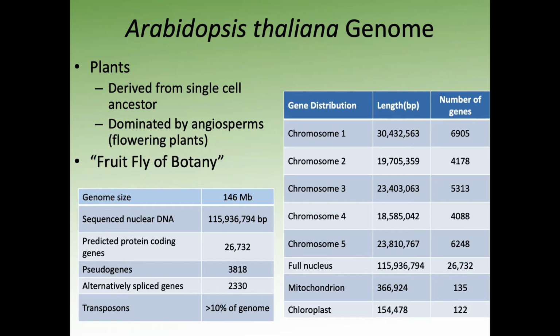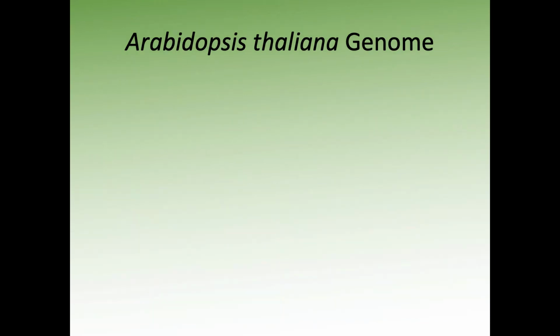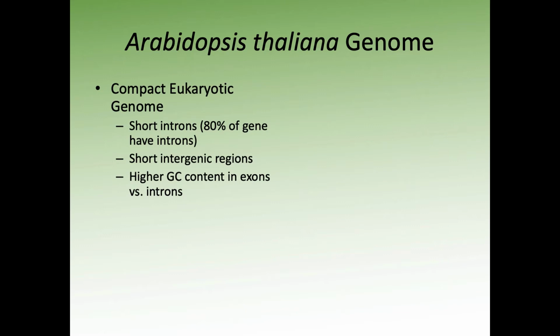The Arabidopsis genome consists of approximately 26 and some change thousand protein coding genes, a small number of pseudogenes and alternatively spliced genes, and a relatively small amount of transposons. One of the reasons why Arabidopsis genomes are so interesting and so useful to us is that they do have this rather compact eukaryotic genome. I mean, there are some plant genomes that are epically large, like loblolly pine and some of these other really big genomes.